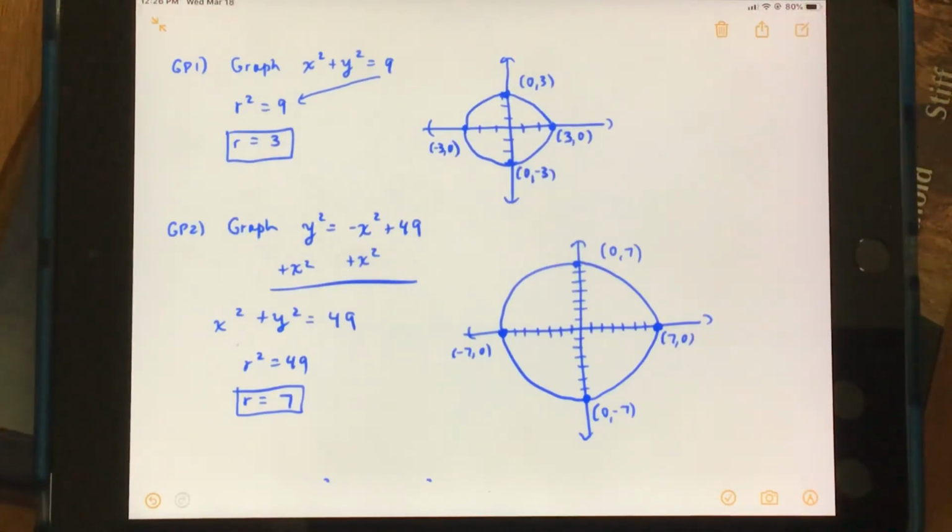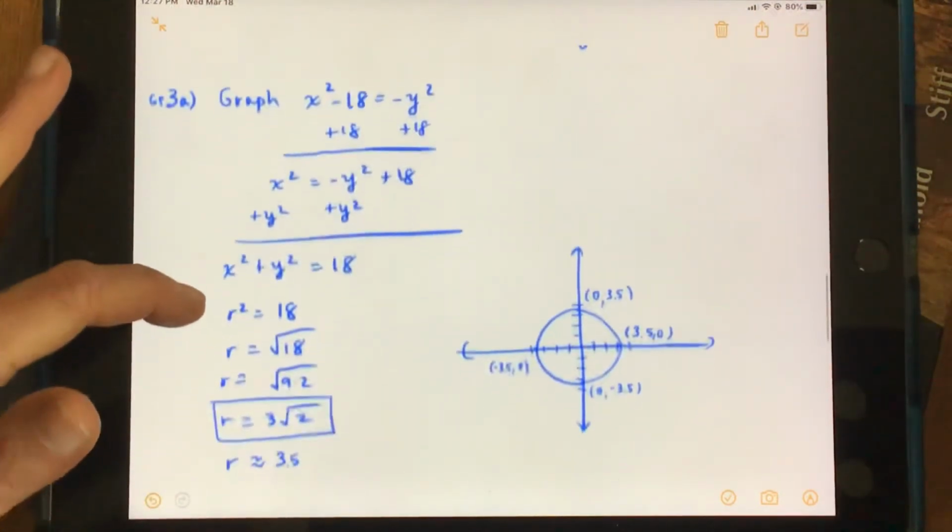So just like last time, we'll mark off 7 to the right, 7 up, 7 to the left, 7 below. We'll draw a smooth circle. I think my circle got a little better there, maybe, or not. We'll draw a circle through those 4 points and label all 4 of those points we identified on the x and y axis with their correct ordered pairs.